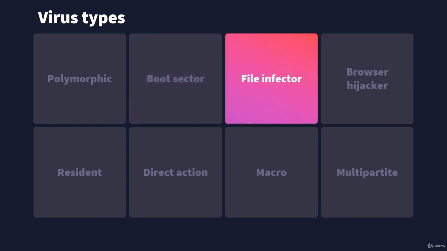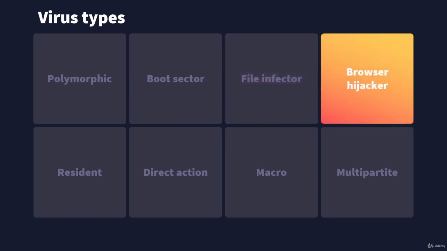After that, we have the file infector virus, which inserts malicious code into executable files such as, for example, media player, Word, Excel, or the operating system. Another type is the browser hijacker, which alters certain web browser functions. The altered functions could, for example, automatically direct the user to a malicious website.